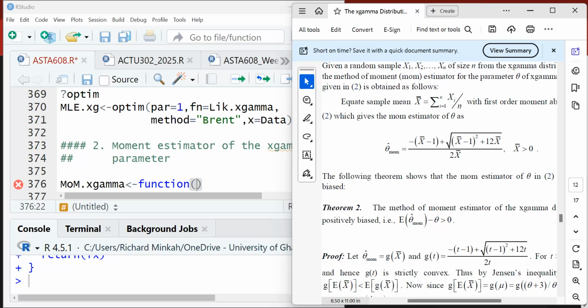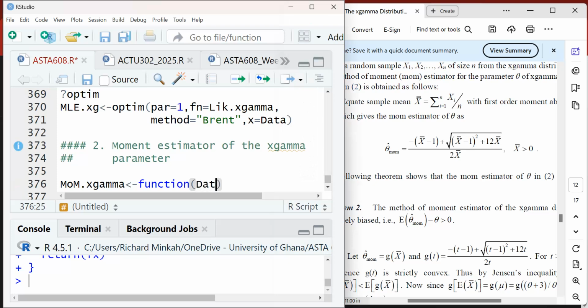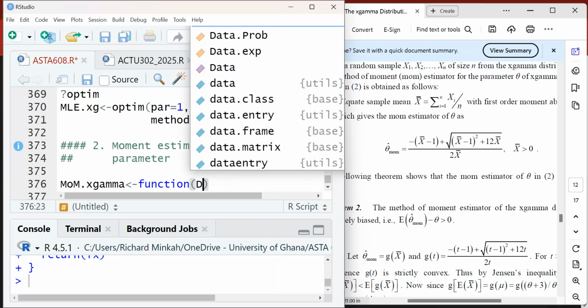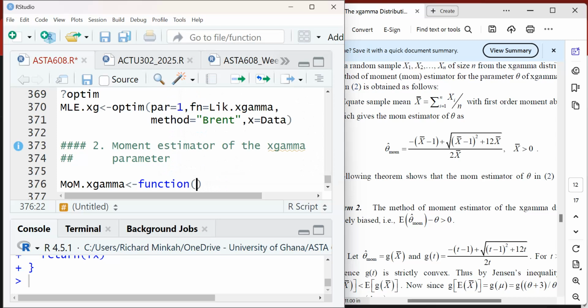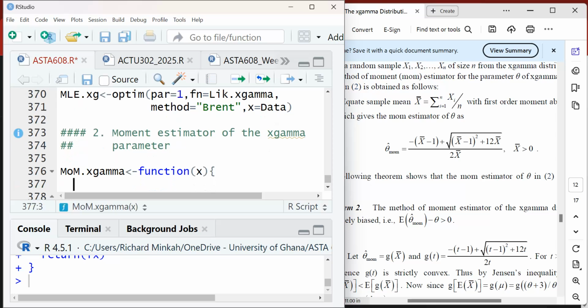If you look at this one, what do you need? You cannot get a mean and put it in a function. Basically, you need the data, because to calculate S bar you need the data. So we are going to put here X, so that it goes with what is in there. Then we open our curly bracket and end it.